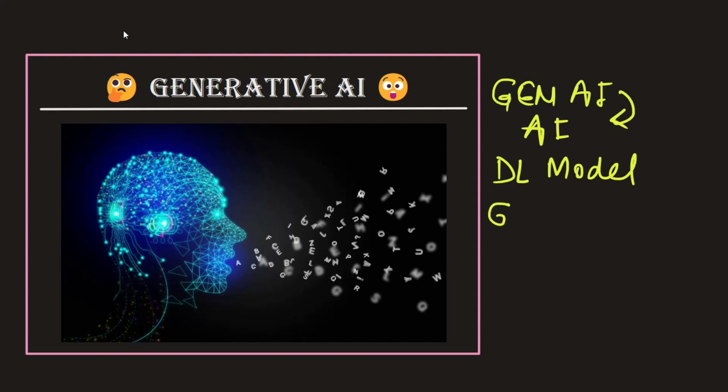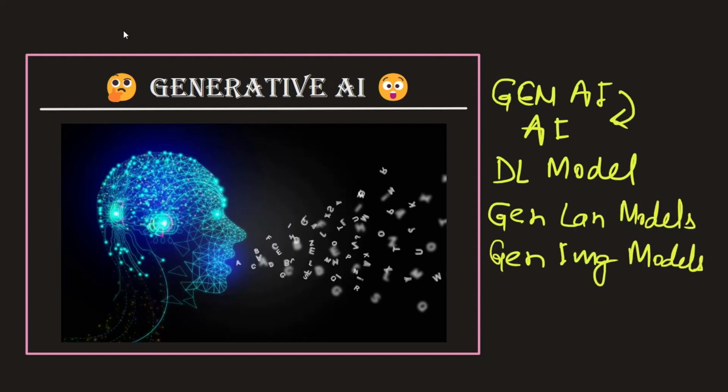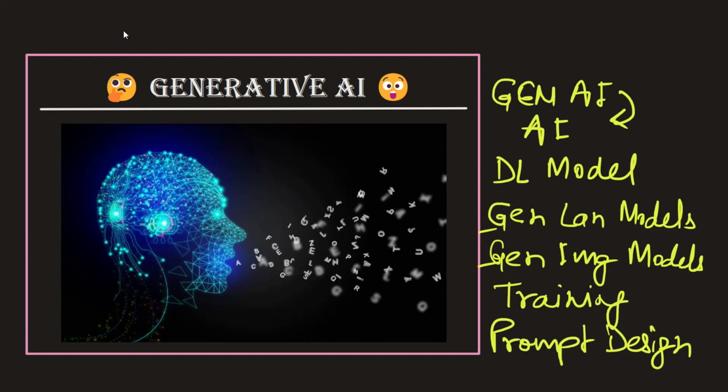Followed by that, we will try to gain some understanding around generative language models and generative image models, and then we will also try to gain a basic understanding around the training of these two types of models, how the training happens for them, and finally towards the end we will try to gain some understanding around prompt design. So as you can see, we are going to cover a lot of interesting topics within this particular video. So I request you to stick to the end of this lecture, and I promise you that you will learn a lot of interesting stuff by the end of this video.